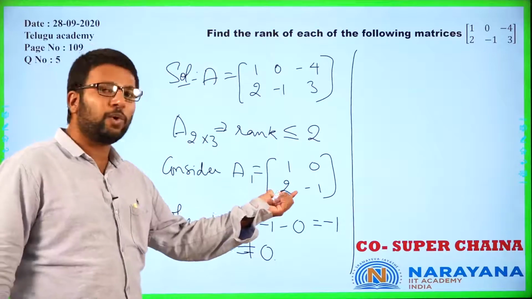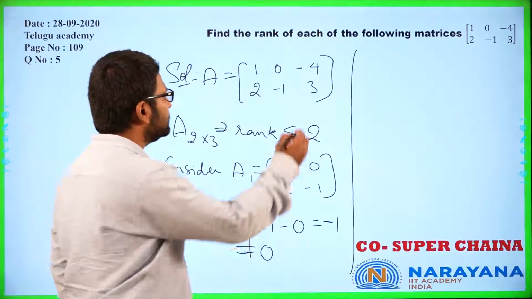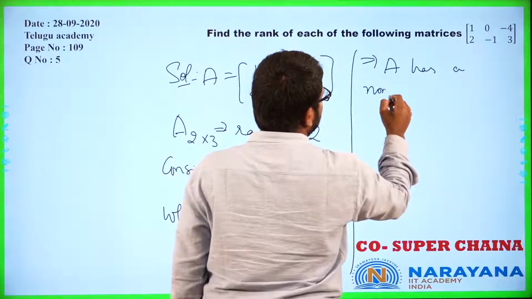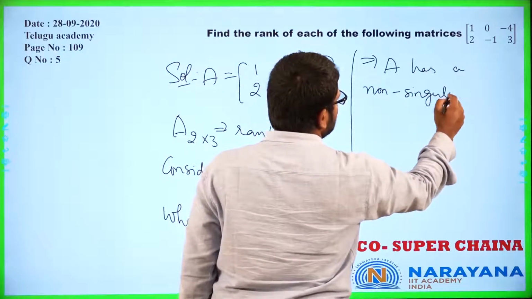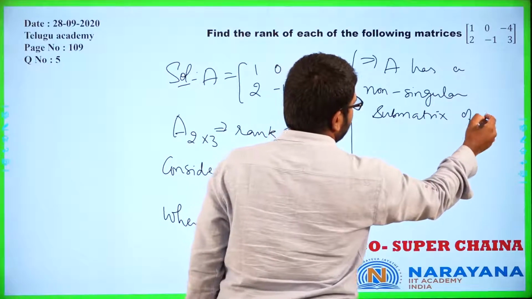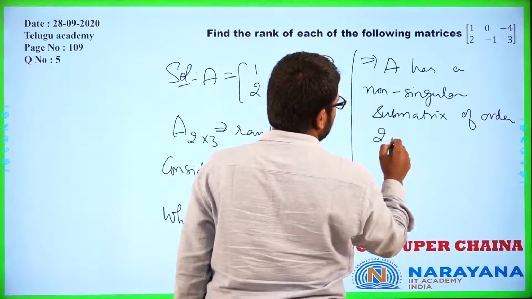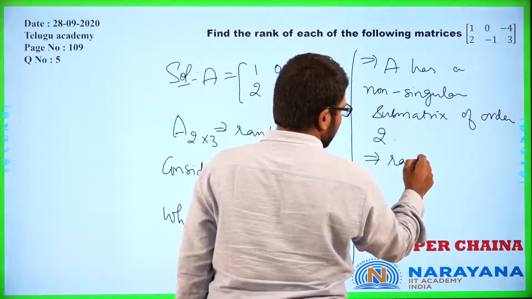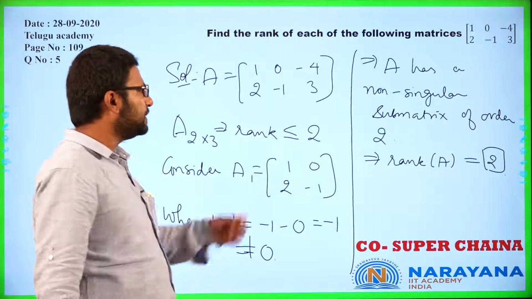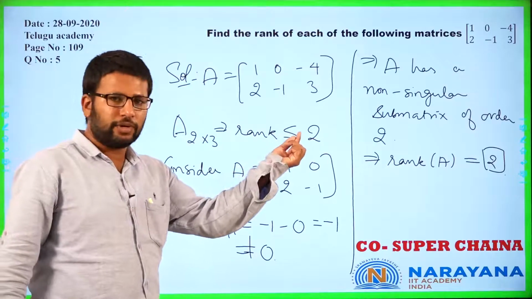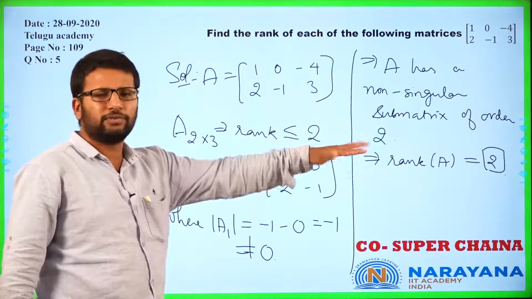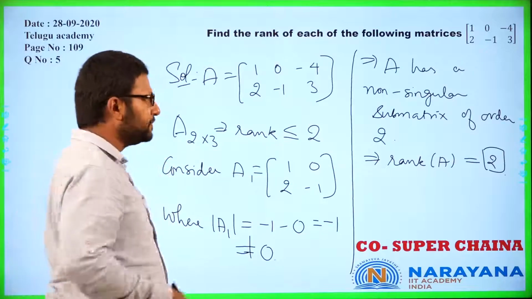Which means A1 is a non-singular submatrix, which means A has a non-singular submatrix of order 2, which means the rank of A is equal to 2, right? We said it has to be anyway less than or equal to 2, and we showed that within those numbers there is a submatrix that allows it to have a rank of 2, therefore rank is 2. Got it? Okay.